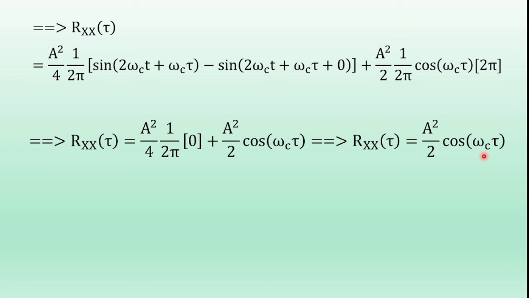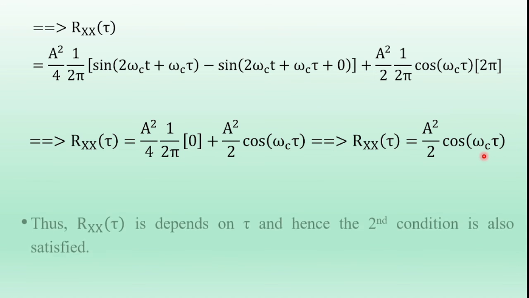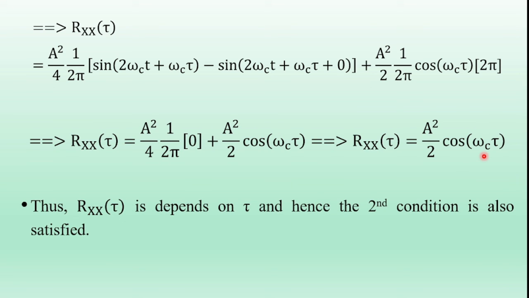Now in this equation the autocorrelation function depends only on tau. Hence the second condition is satisfied. Therefore, the given random process x of t is a stationary random process. So this is the procedure by which we can determine whether the given random process x of t is a stationary random process or not.